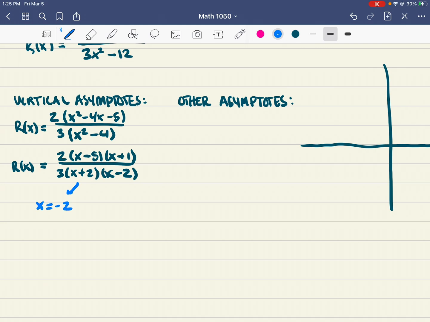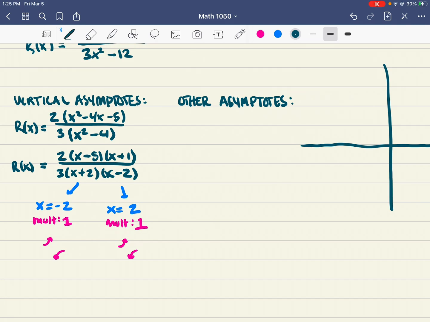This gives us a vertical asymptote at negative 2, and this gives us a vertical asymptote at positive 2, the same from last time. Both of them have odd multiplicities, they only occur once. Just as a reminder, that means that they're going to approach from different directions, which is good information.